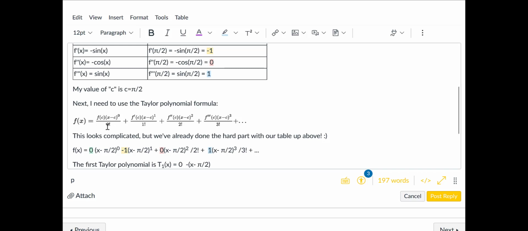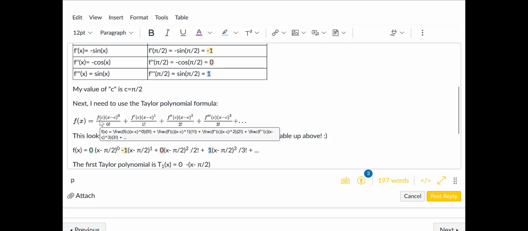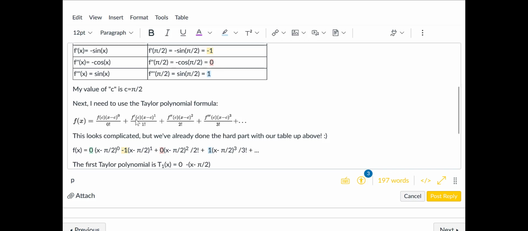But the only thing we need to work with at this particular point is f of c. In other words, the function evaluated at my point pi over 2. And then next, the first derivative evaluated at pi over 2, and the second derivative evaluated at pi over 2, etc. So that's why doing the table right up in the beginning helps you just fill in these little constants, and then everything else is copy-paste.